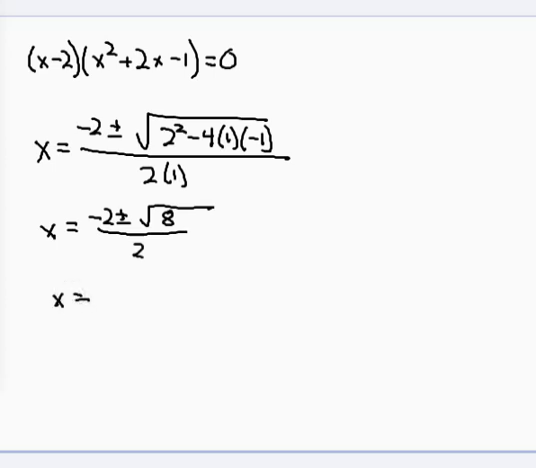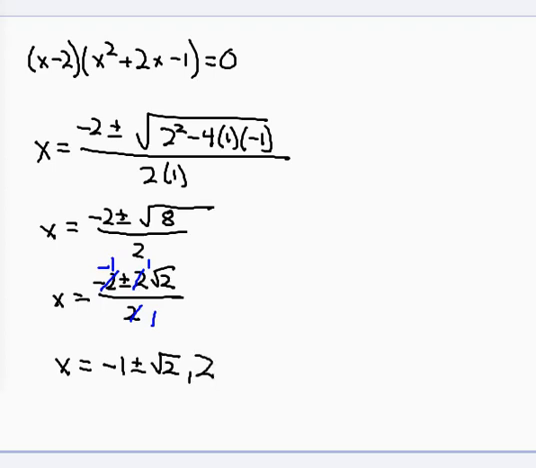We can simplify that square root of 8. That's a 2 root 2. And we notice we have a 2 in common in each of these factors, so this 2 can reduce. So this is a negative 1, this is a 1, and this is a 1. So we end up with x equals negative 1 plus or minus root 2. And so we have our 3 answers. So there's 2 of our answers, and then our other answer was 2. So here are the 3 complex zeros for this equation that we solved.